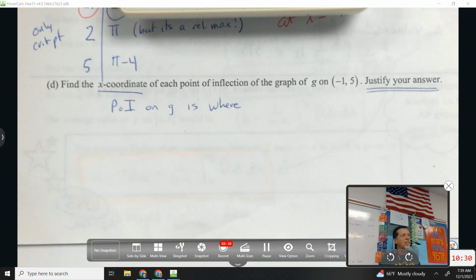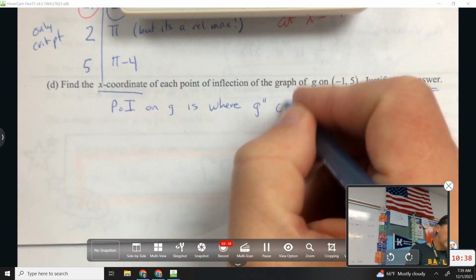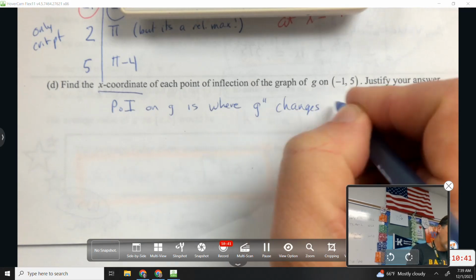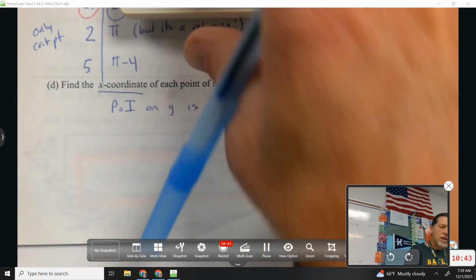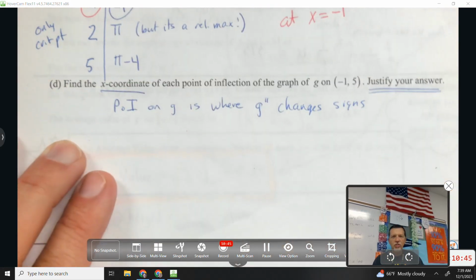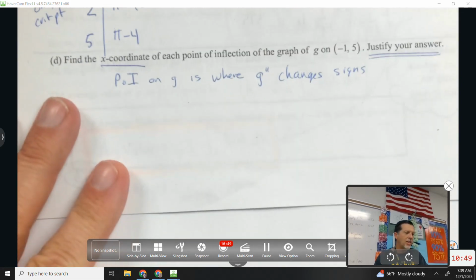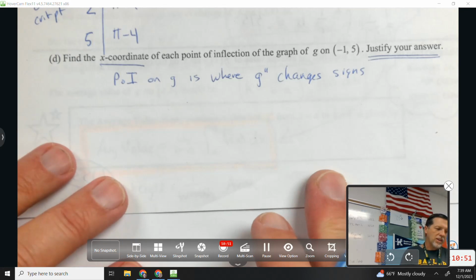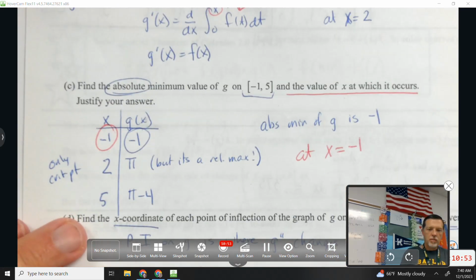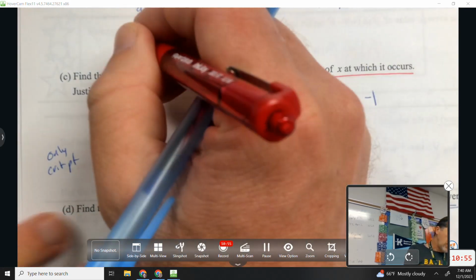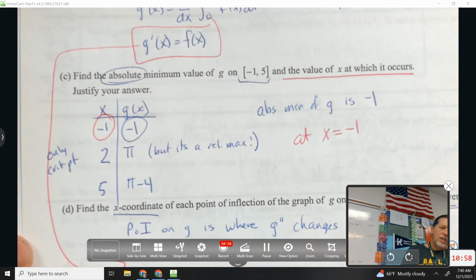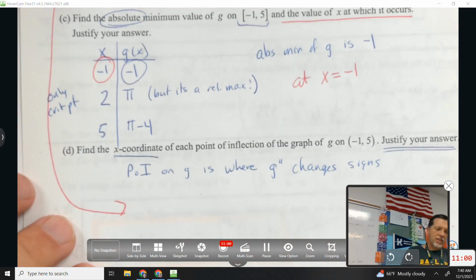What's the calculus thing that's going on for a point of inflection? G double prime changes signs. Okay, that's true. It's not quite helpful yet because I don't have anything that tells me what G double prime is. But I do have this statement up here. G prime is f of x.